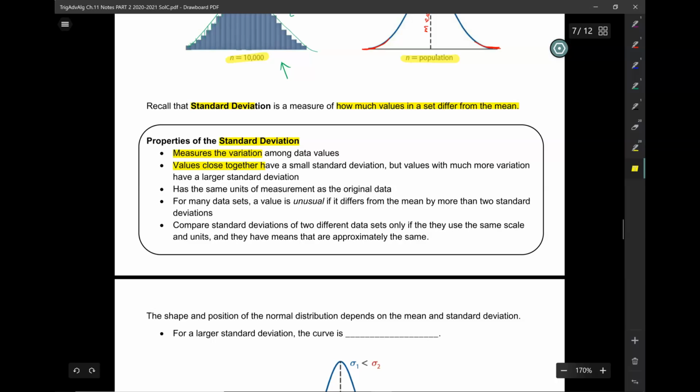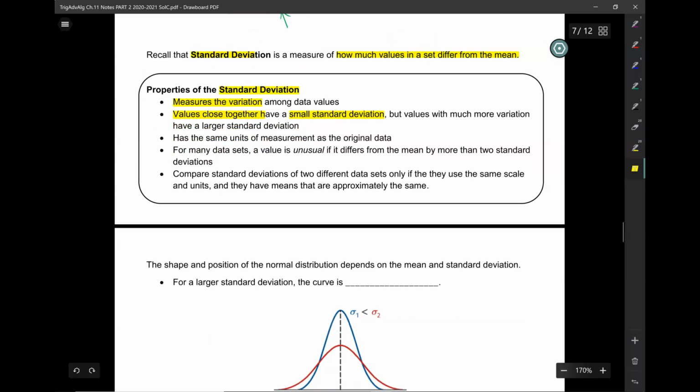Values close together have a small standard deviation. Like I just said, the units are the same as the original data. So for example, if we're talking about the height of, I don't know, students in the school, the standard deviation of how far apart they are will be in whatever you measure the height in, inches or feet.